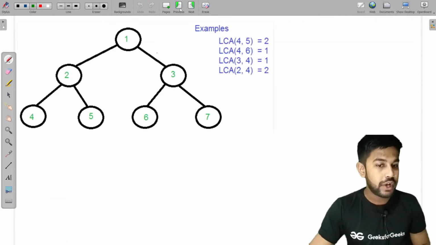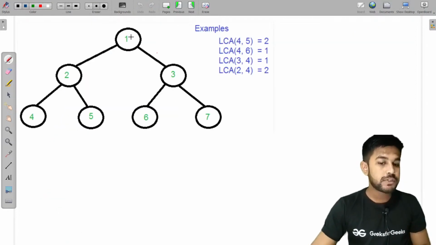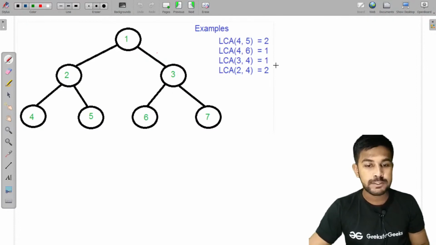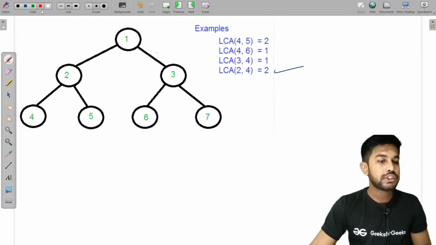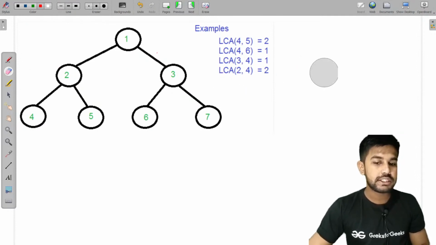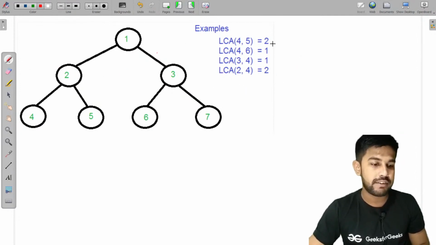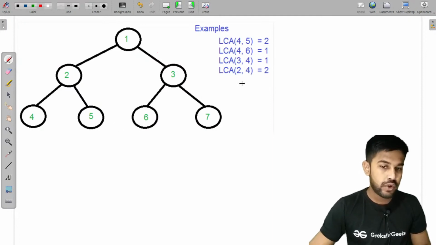Let us do the dry run of this. Suppose we want to take the LCA of 2 and 4. Okay, 2 and 4. This is the ancestor of it, so let's take the values 4 and 5. So let's take the values 4 and 5.